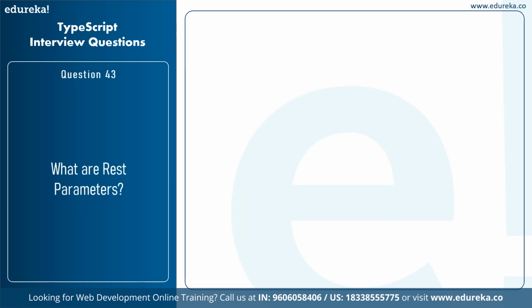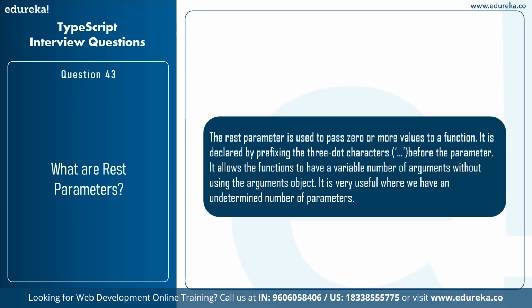Now, let's move on to the next question. What are REST parameters? The REST parameter is used to pass zero or more values to a function. It is declared by prefixing three dot characters before the parameter. It also allows functions to have a variable number of arguments without using the arguments object. It is very useful where we have an undetermined number of parameters. Now, this was about the REST parameters.